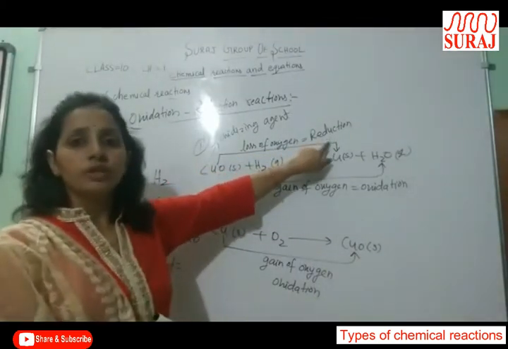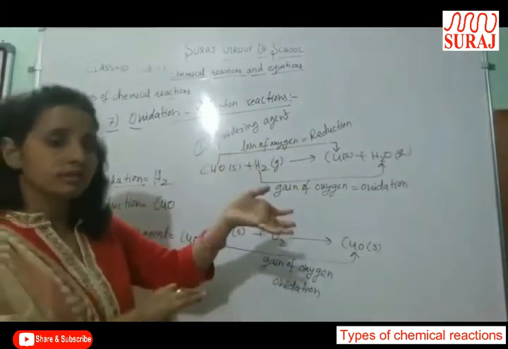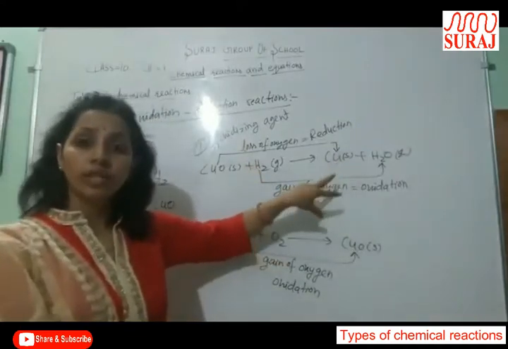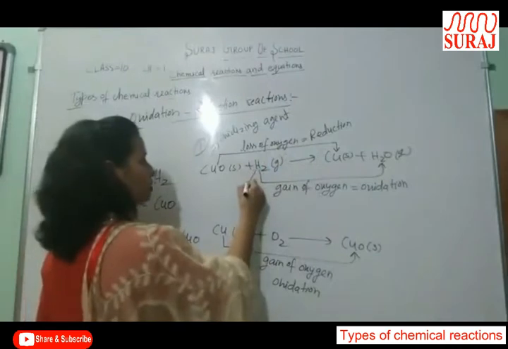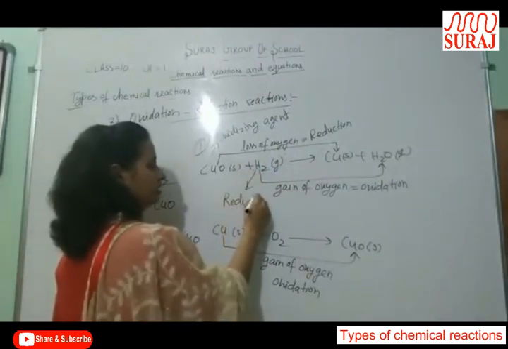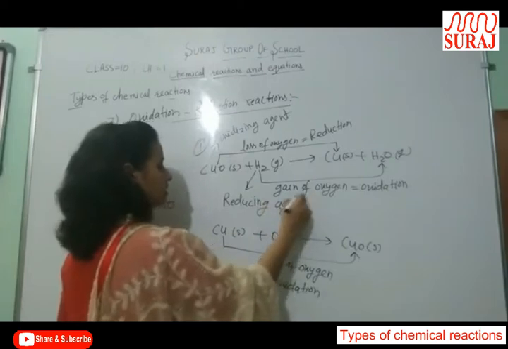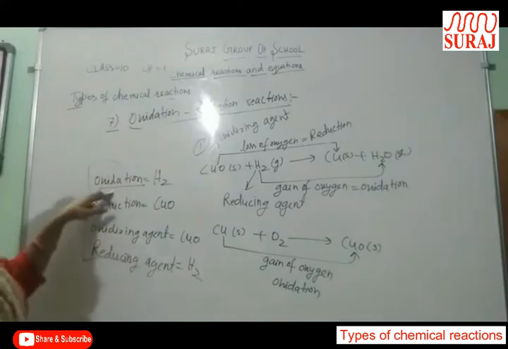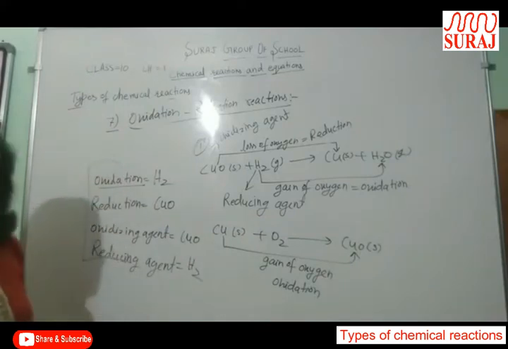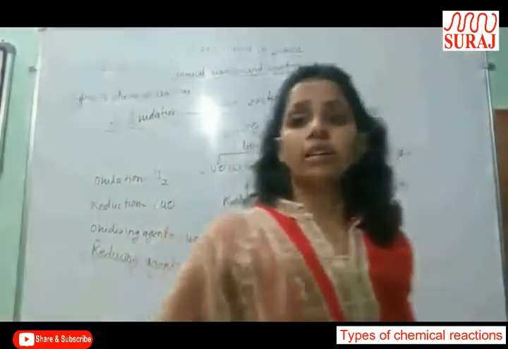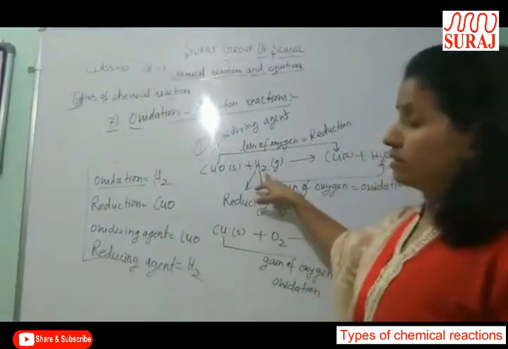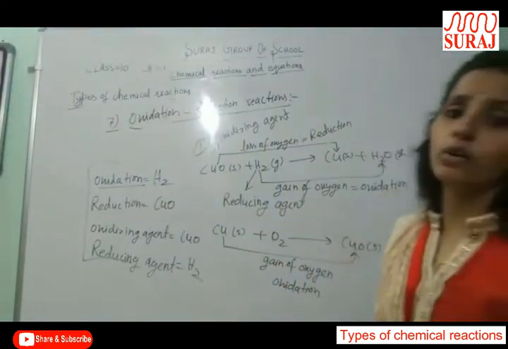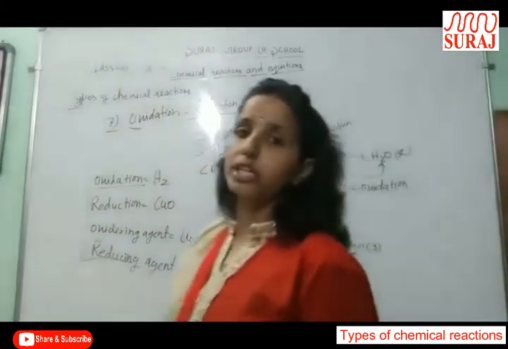The compound which is reduced is known as the oxidizing agent. Opposite terms, reduction, oxidizing. And the compound which is oxidized is known as the reducing agent. Hydrogen is known as the reducing agent. So these are the four terms: oxidation, reduction, oxidizing agent, reducing agent. The reducing agent is the compound which takes or gains oxygen from another compound.